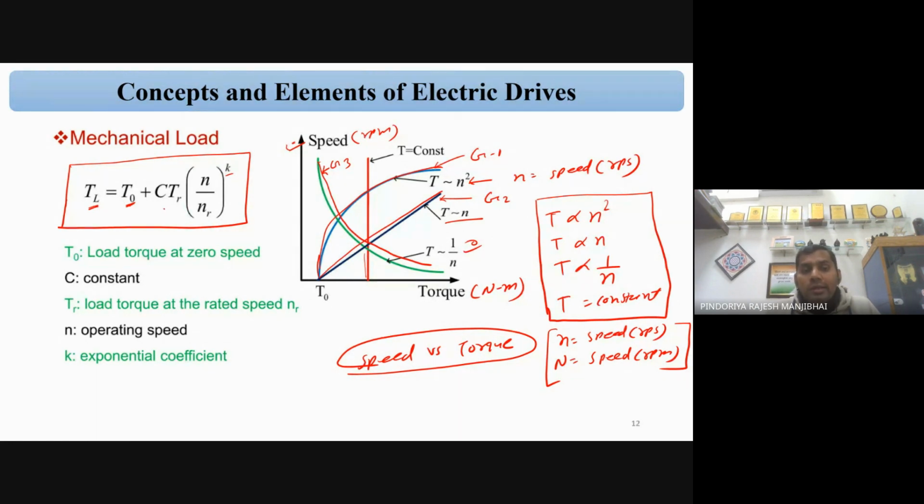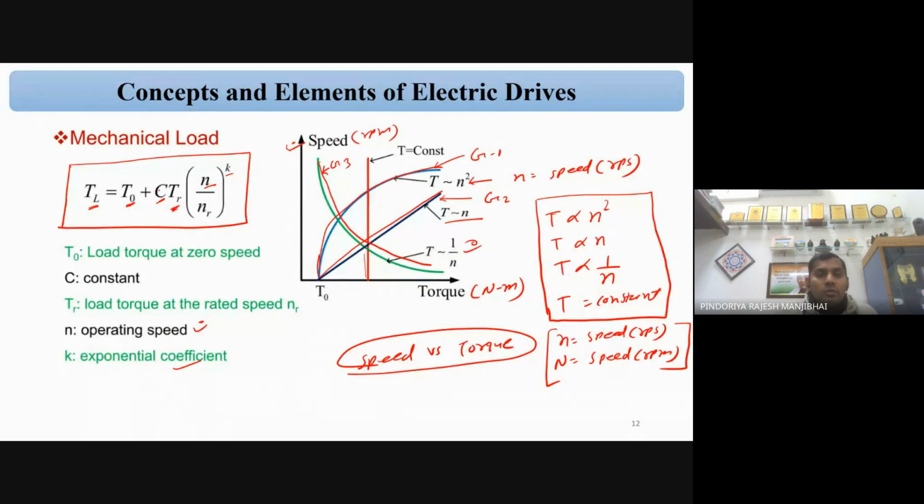C is a constant, and this constant depends on the material property of your motor. TR is the load torque at the rated speed. Small n is the operating speed, and K is the exponential coefficient.